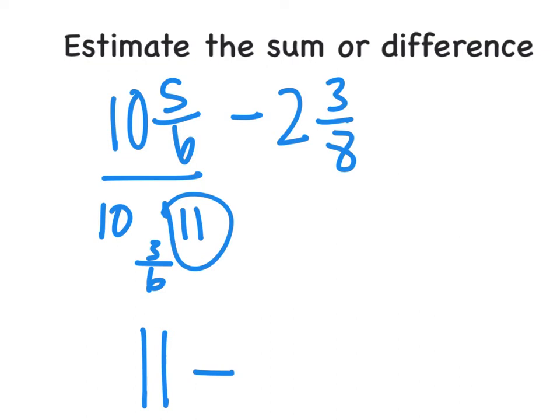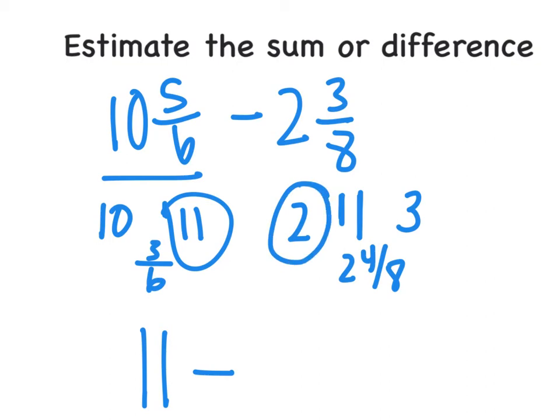Let's do the same for 2 and 3/8. 2 and 3/8 falls between 2 and 3. Right in between those two would be 2.5, or 2 and 4/8. So 2 and 3/8 is just a little bit smaller. It'd be about here, meaning it's closer to 2 than it is to 3. So now I have my two whole numbers, and now I can subtract them. 11 minus 2 is 9, so my best estimate is 9.